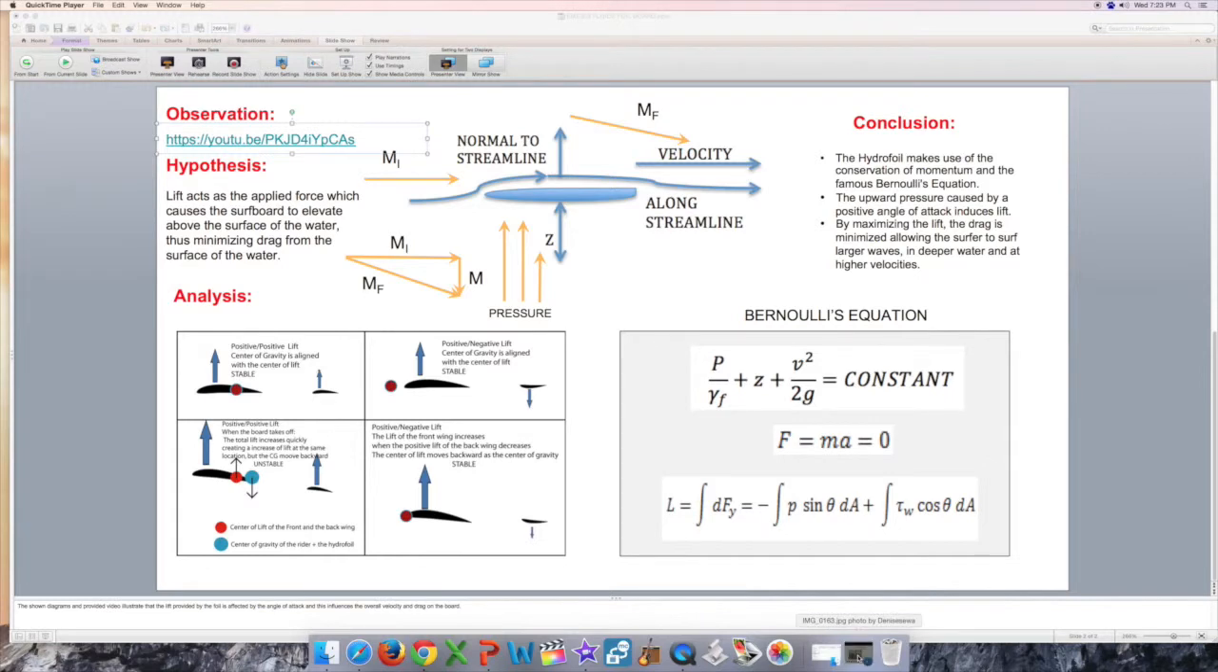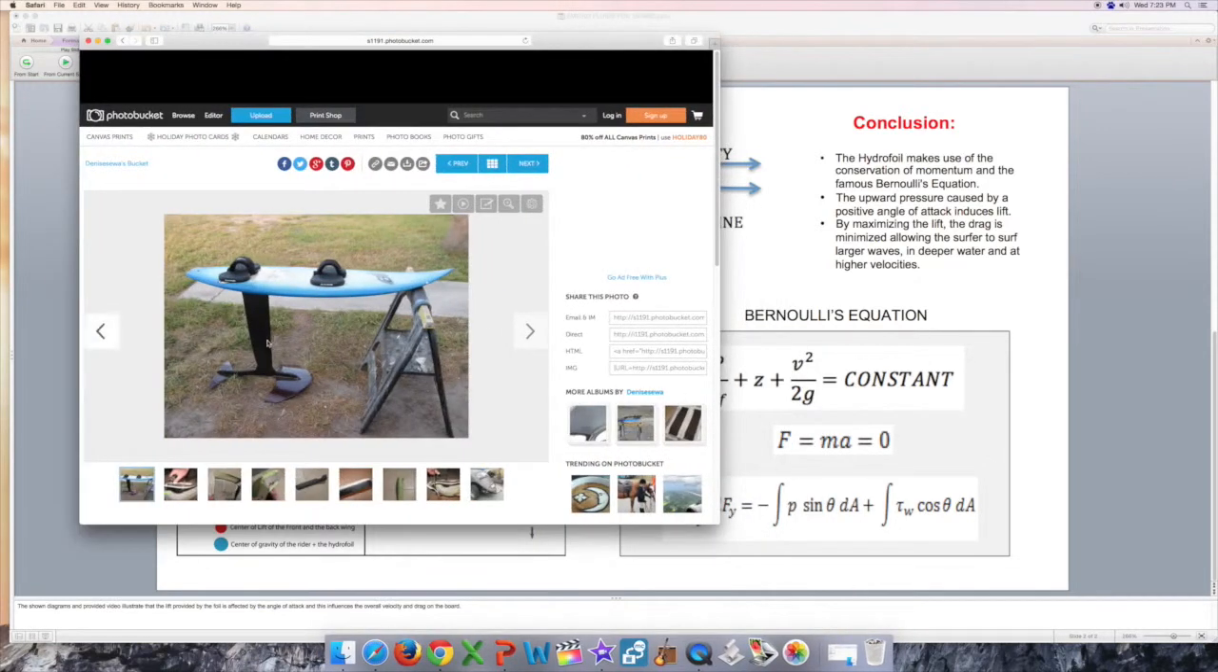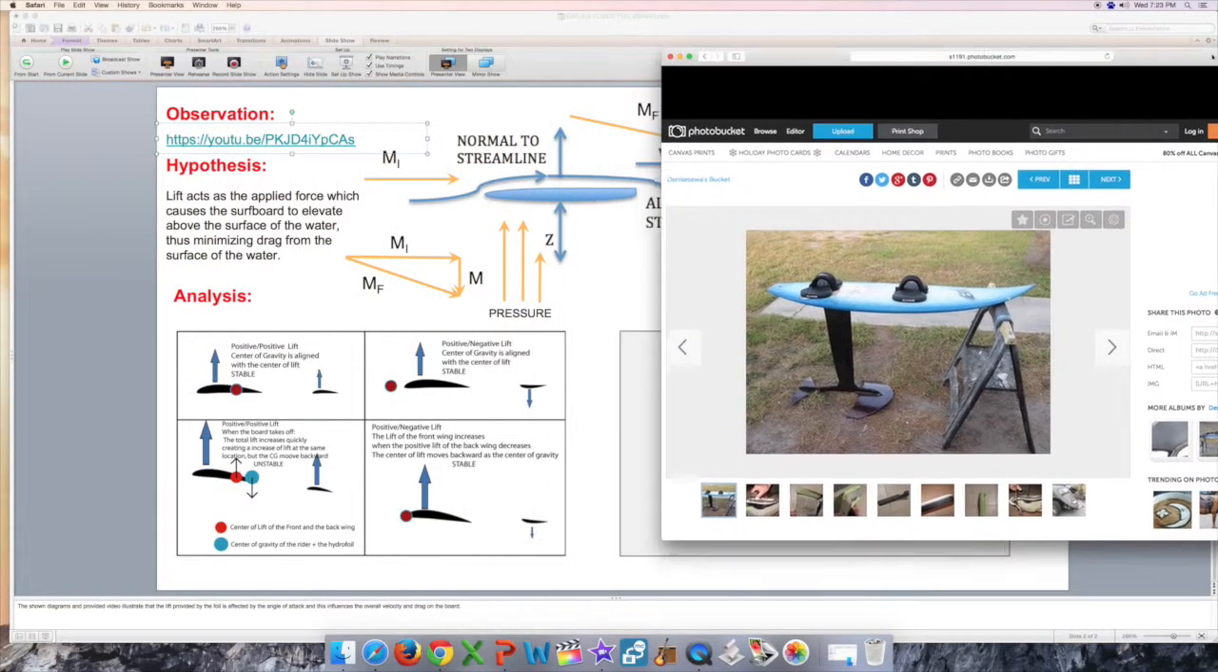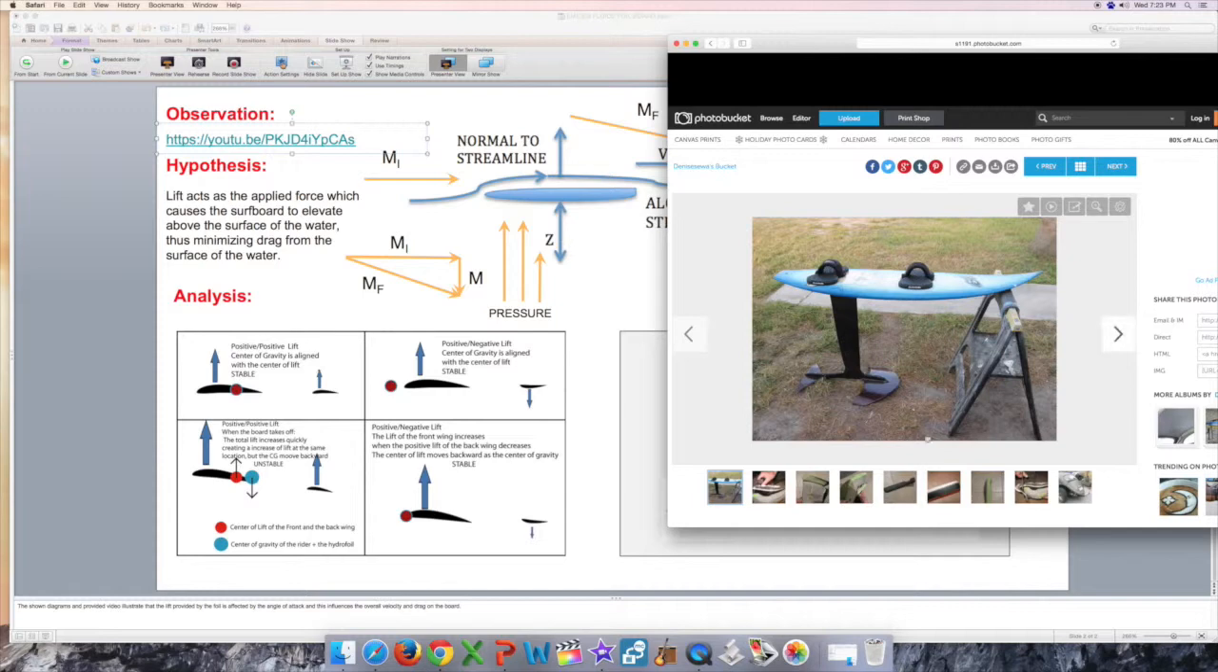To show what the actual hydrofoil looks like under the water, we have this picture. From what you can see, according to this schematic, as the velocity increases across the hydrofoil, it increases the lift, which is perpendicular to the foil, causing the surfer to come farther up out of the water.